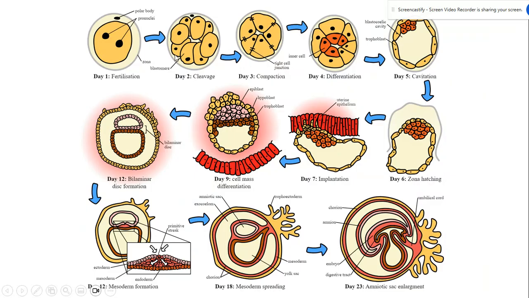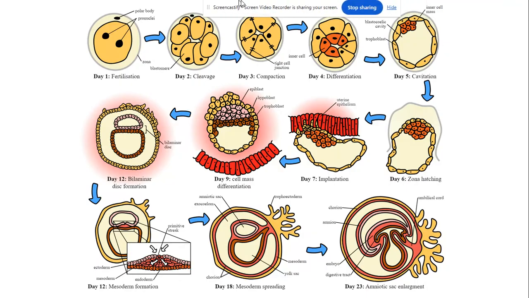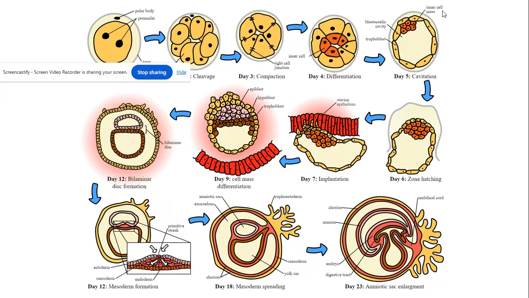Fertilization, cleavage, compaction, differentiation. We just said cell division and differentiation are the bases. We also have cavitation. As you can see, there's a cavity here: inner cell mass, blastocyst cavity. There's also trophoblast. Day 6, zona hatching. Implantation, uterine epithelium. We just said the blastocyst attaches itself to the uterine lining. That's where it's parked. You're going to be parked there for 9 months.